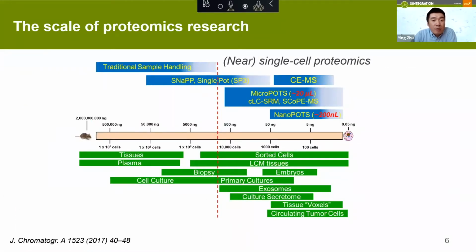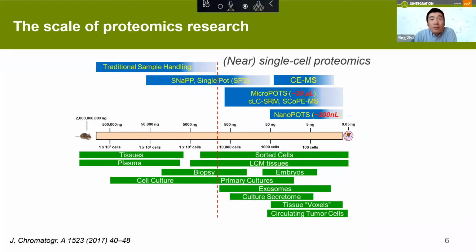This is the scale of current proteomics research. Traditionally, the workflow works with biological samples having a protein amount over 1 microgram. Usually we require 1 million cells, at least 100,000 cells, which have about 5 micrograms of protein. Usually these are tissues, plasma, biopsies, or cell cultures.